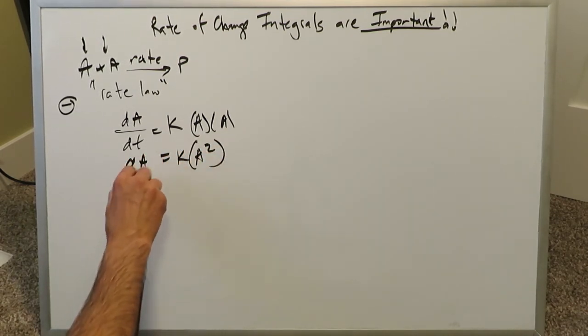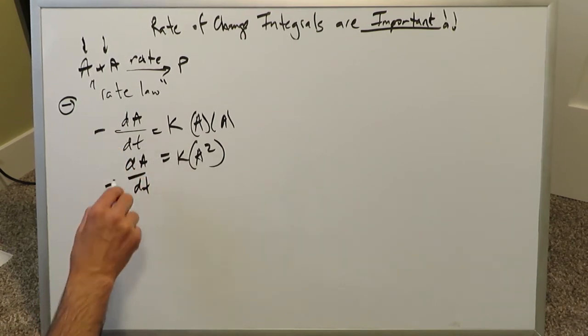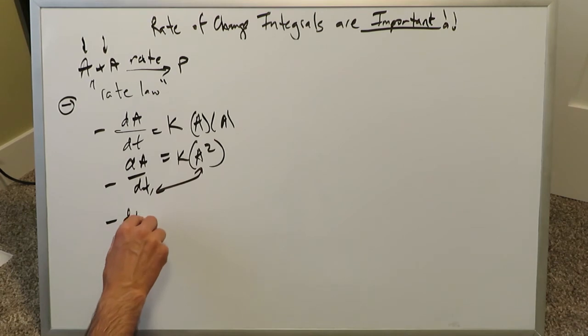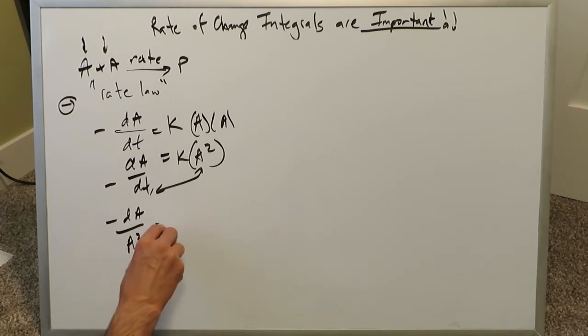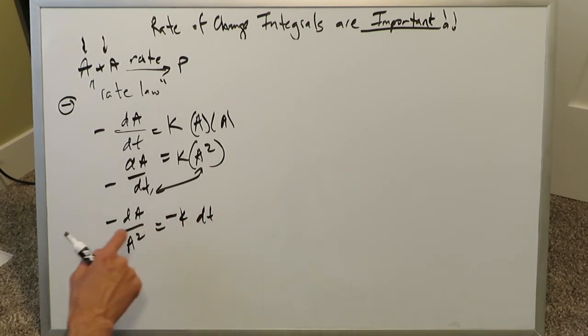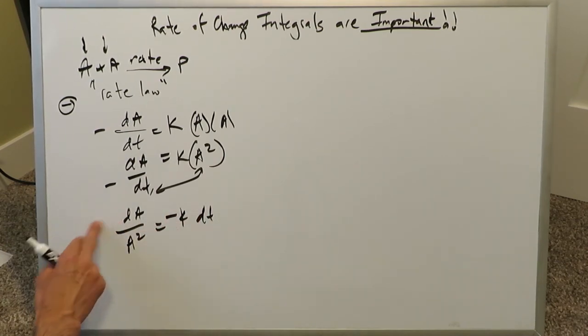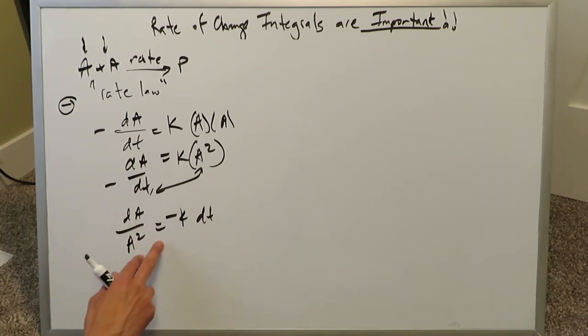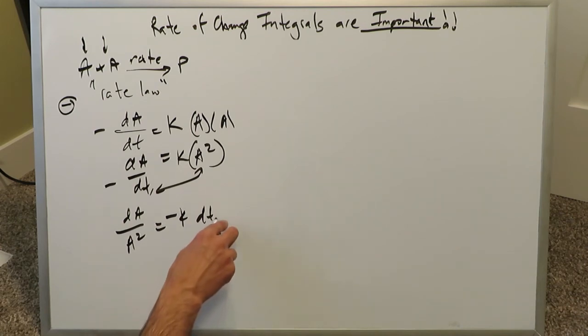And then dA over dt, we'll bring in these minus signs over here. We can flip this and we can flip this. We'll have minus dA over A squared is equal to k dt. We can bring the minus across. dA, change in concentration of A over A squared, or the derivative of A with respect to A squared, is equal to minus k dt.